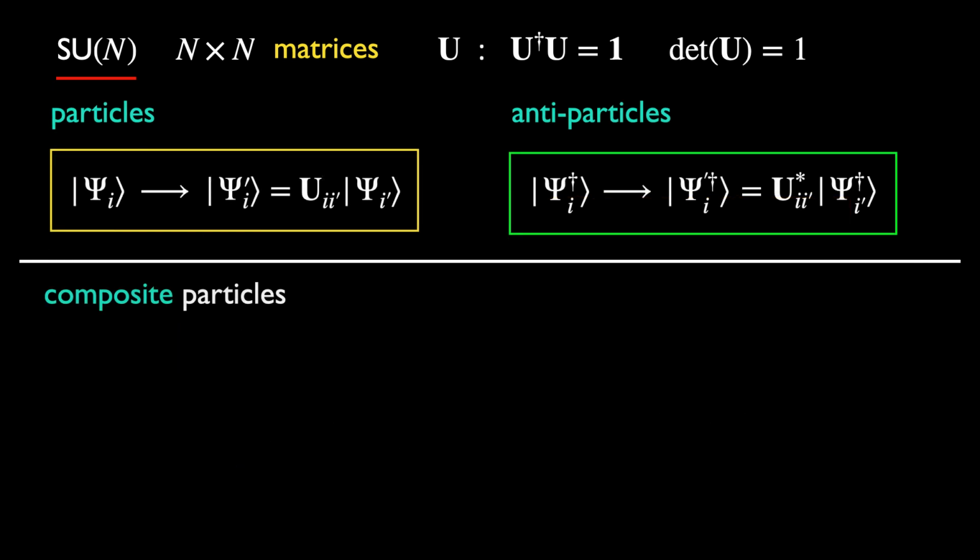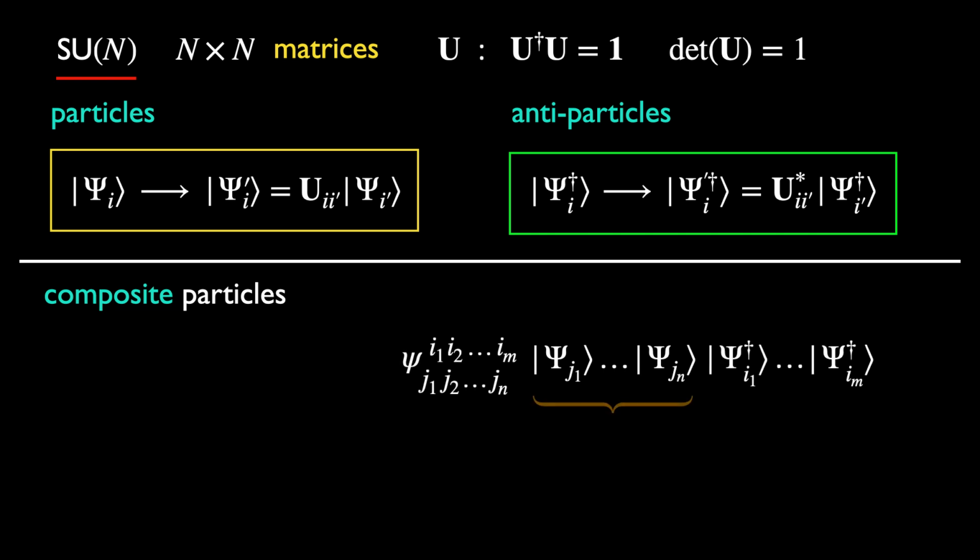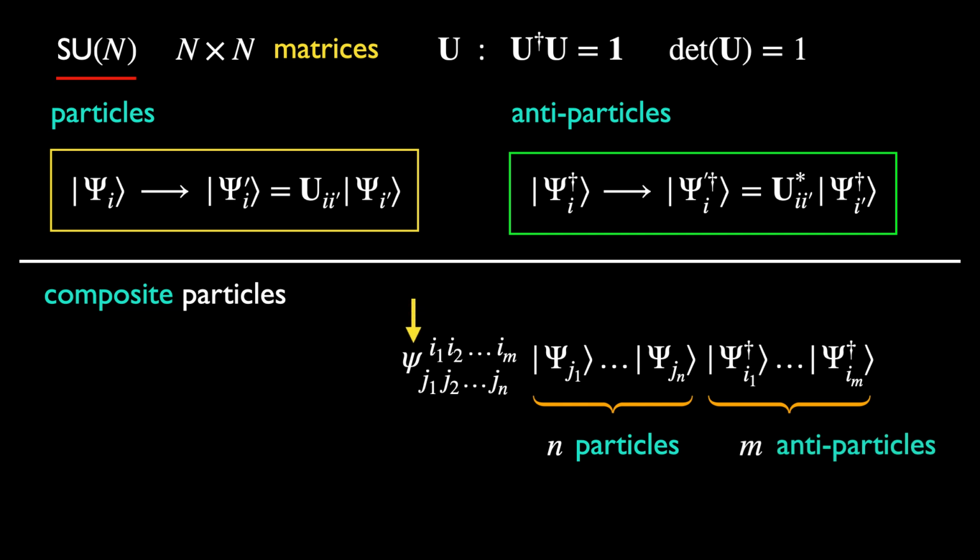Out of these states, we can build the states of composite particles, which may be composed of several of these particles or antiparticles. We do this by taking the tensor products of these states and their superpositions. In general, states with n particles and m antiparticles look like this. The coefficients are objects with both upper and lower indices, known as tensors.